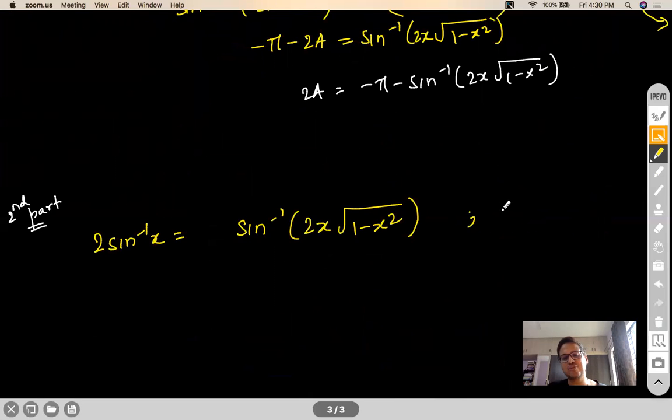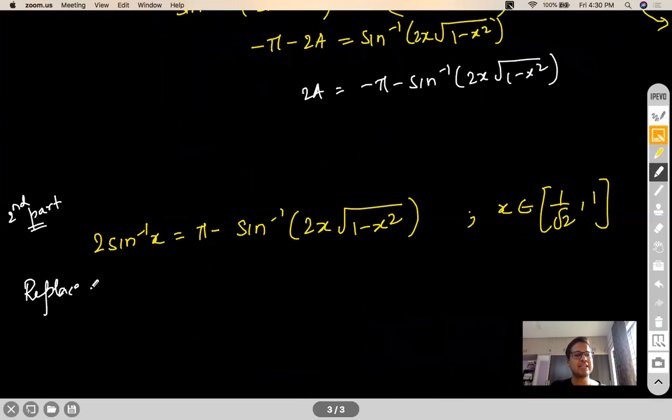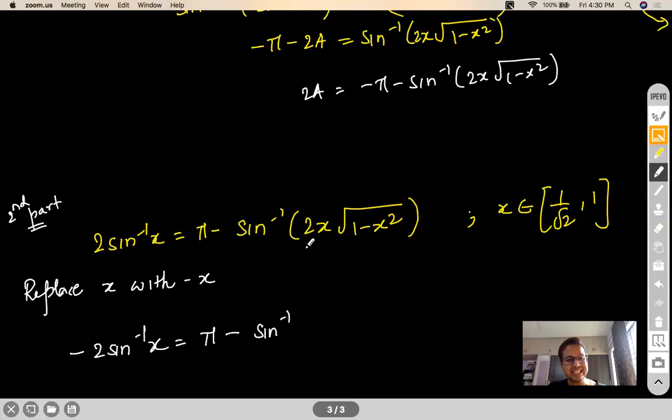And this was true for x lying between, I'm so sorry, it was true for 1 by root 2 to 1, correct? Now what I will do, I'll replace my x with minus x. So the left side will become, correct me if I'm wrong, negative 2 sine inverse x. This will become sine inverse of negative 2x under root 1 minus x square. And this interval will become something like this.